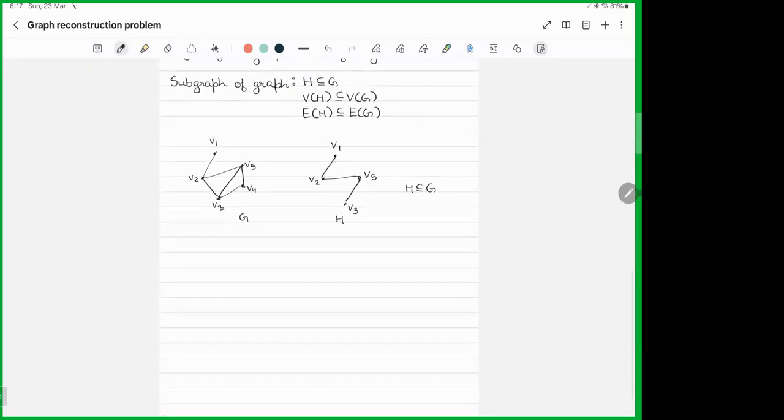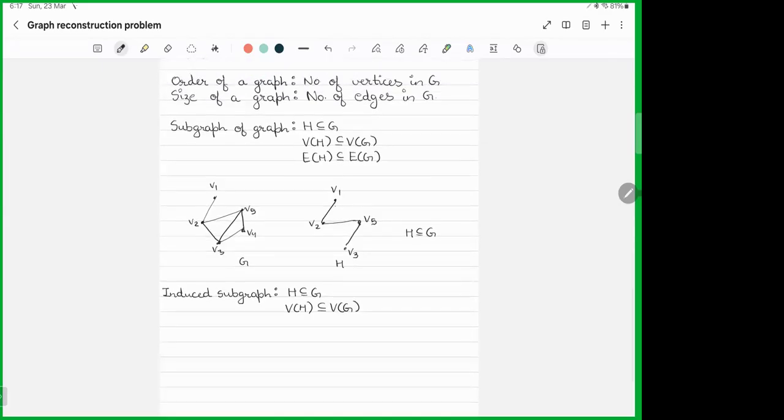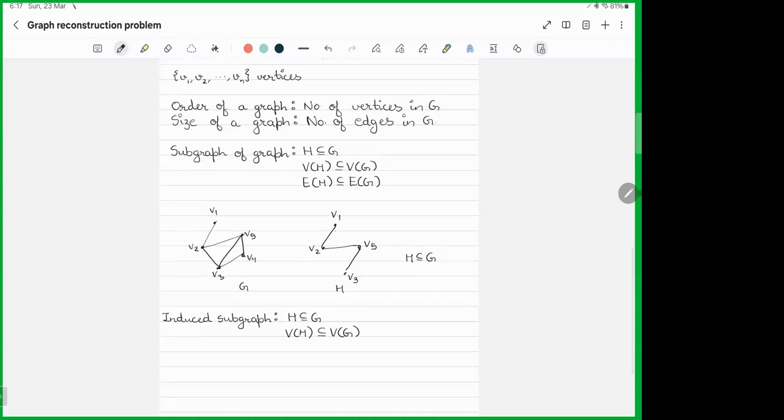And let me define an induced subgraph. So what my induced subgraph is, again H will be a subgraph of G. My vertex set of H will also be a subset of VG. But is it the case that the number of edges and vertices in the subgraph should be less than or equal to the one in G? Is it a necessary condition?